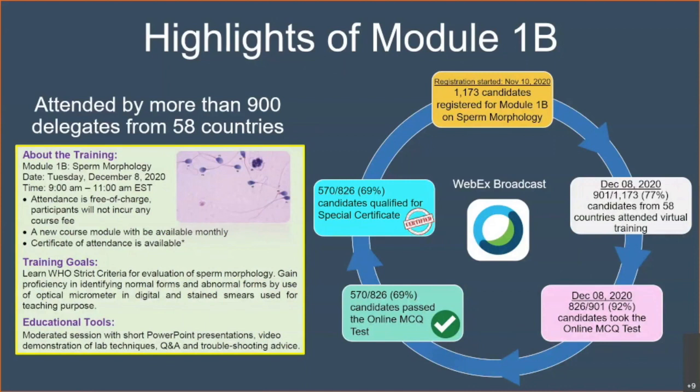About 826, or 92% of people, took the online test, and 69%, or 570 candidates, passed the online test and qualify to receive the special certificate, which we were showing in the PowerPoint display just before we began.